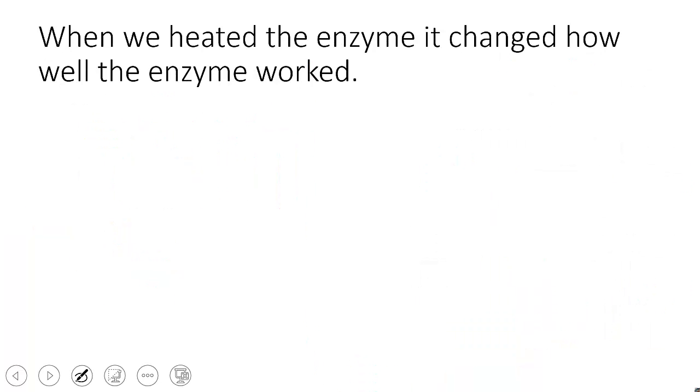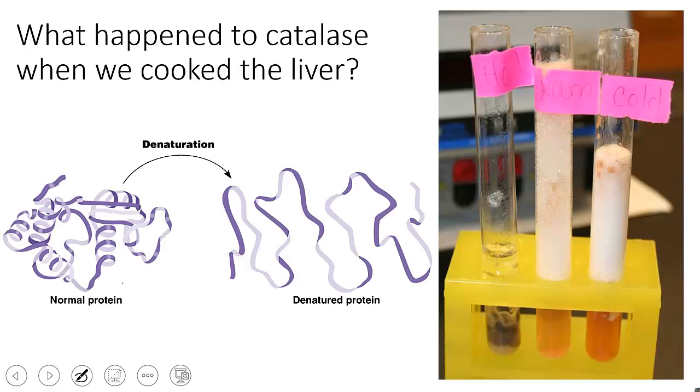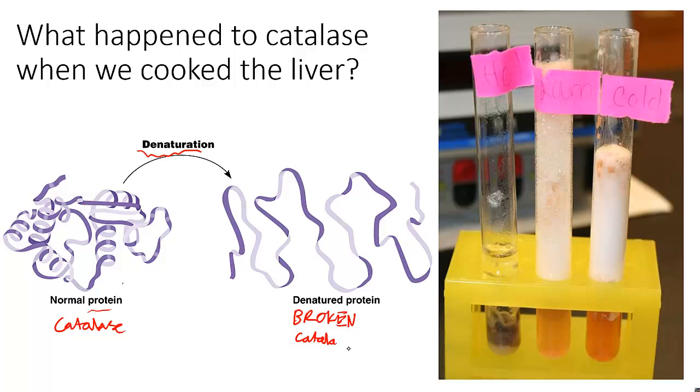So when we heated the enzyme, it changed how well the enzyme worked. So what happened to catalase when we cooked the liver? Well, we did denaturation. We cooked that liver in the pot of boiling water, and we took this beautiful little catalase and we broke it up. Denatured, or broken, catalase. We broke the catalase. If we break the enzyme, it can't do its job. So we can't turn any more hydrogen peroxide into oxygen.